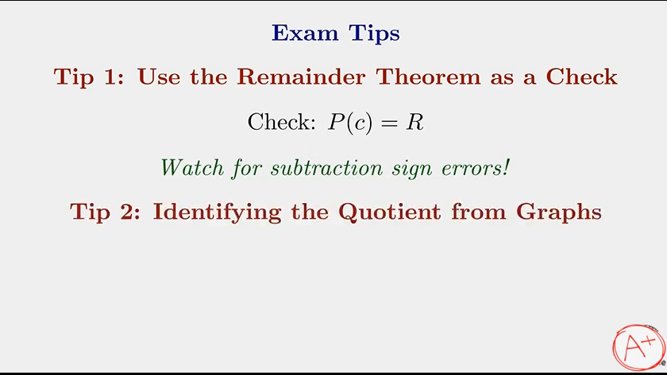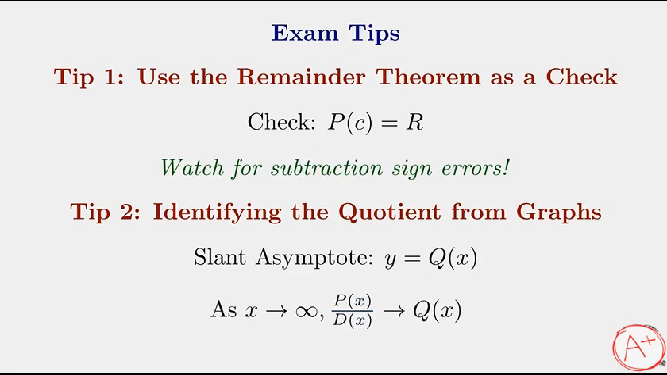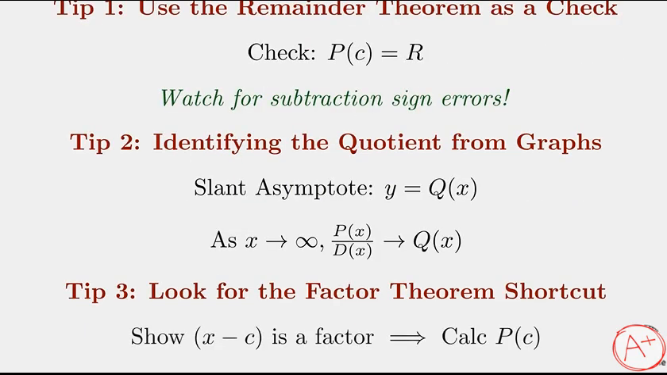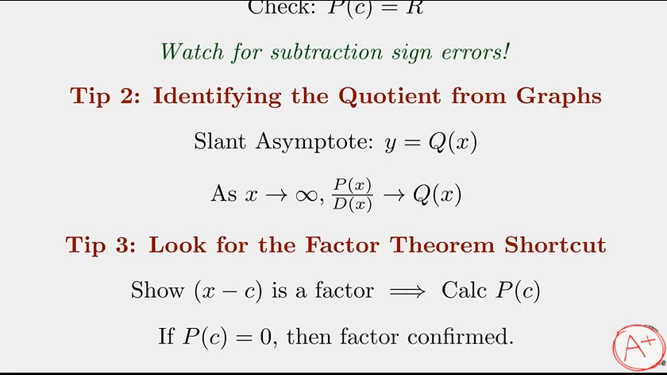If a question provides a graph of a rational function and asks for the equation of the slant asymptote, remember that this is simply the quotient from your division. You don't always need to perform a full algebraic derivation if you can identify the linear behavior as x approaches infinity. Before starting a long division to factorize a polynomial, check if the question says, show that x minus c is a factor. If it does, do not use long division first. Use the factor theorem to show p of c equals 0. This is much faster and is exactly what the examiners are looking for.